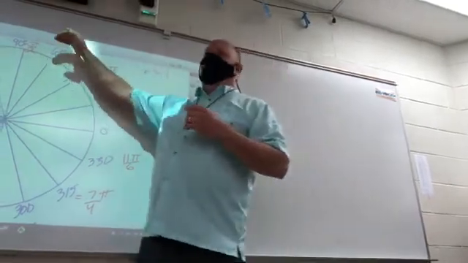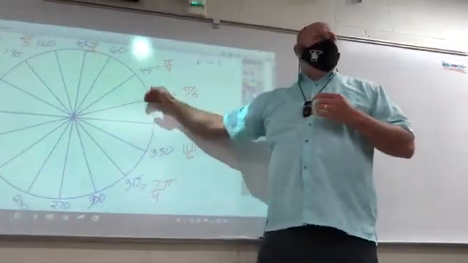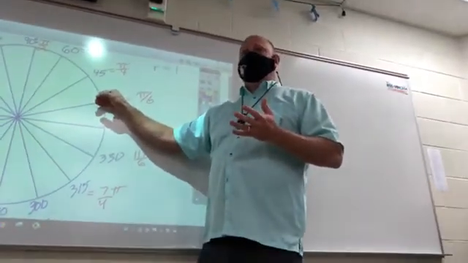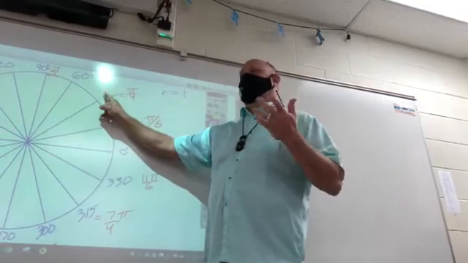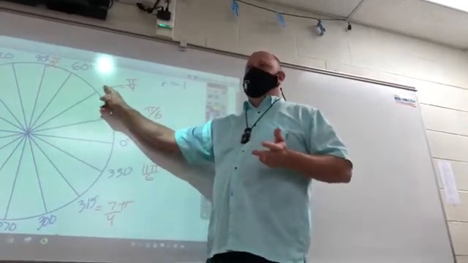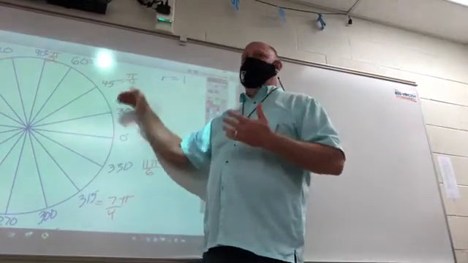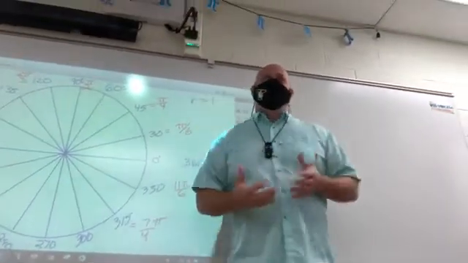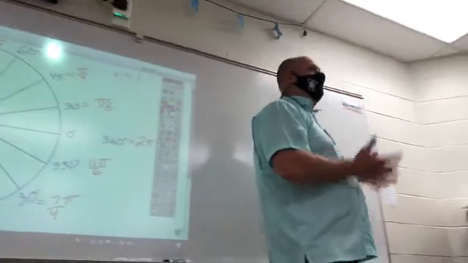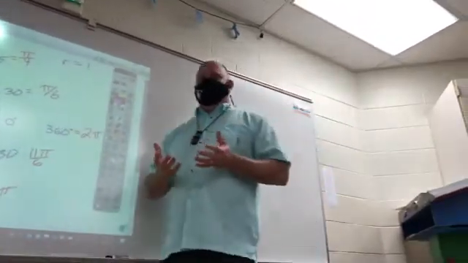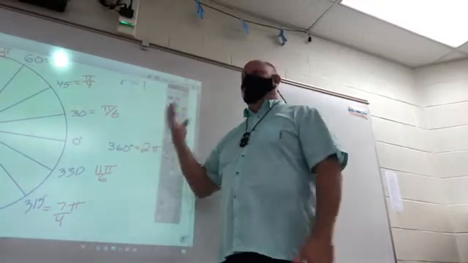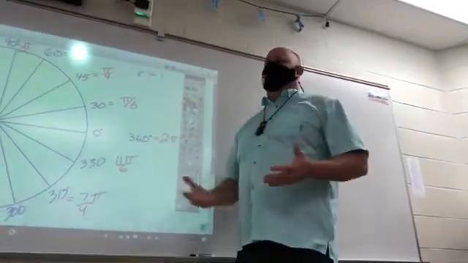Do these numbers look familiar? What kind of shortcuts did we create in geometry? Didn't we have a 45, 45, 90 triangle shortcut? Didn't we have a 30, 60, 90 shortcut? Why did we have those shortcuts in geometry? Because those were the most common angles, right? These are the ones that we're going to use all the time.